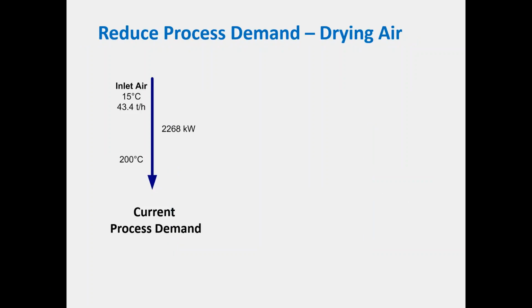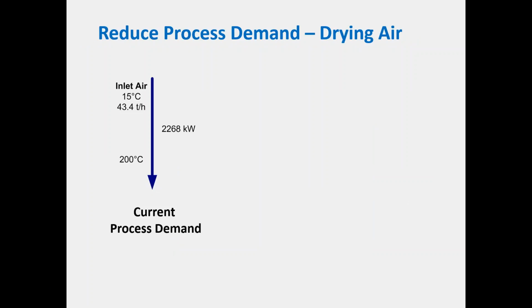Right, so if we just look at what are some ways that we can actually reduce our process demand. Okay, so that's the demand that's driven by the process. So that's the true demand. Okay, originally here we had our inlet air, and to go from 15 to 200 degrees with that amount of air, we needed 2,268 kilowatts.